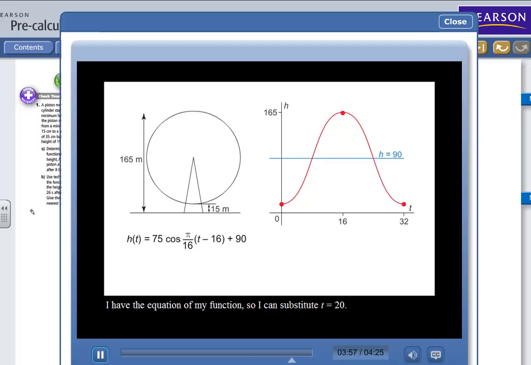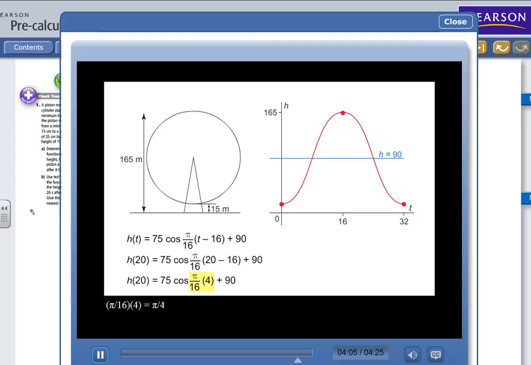I have the equation of my function, so I can substitute t equals 20. 20 minus 16 is 4. Pi over 16 times 4 is pi over 4. So, h at 20 equals approximately 143.0330. So, after 20 minutes, the height of the capsule is about 143 meters.